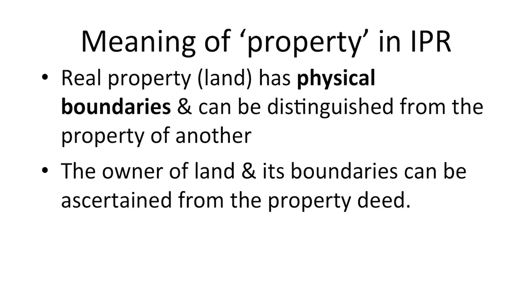So property is something that we understand, especially private property, as something that can be differentiated from others' property, and something which is capable of being distinguished from others' property. And this hallmark of property, that it can be distinguished from others' property, comes from the limits of the property.